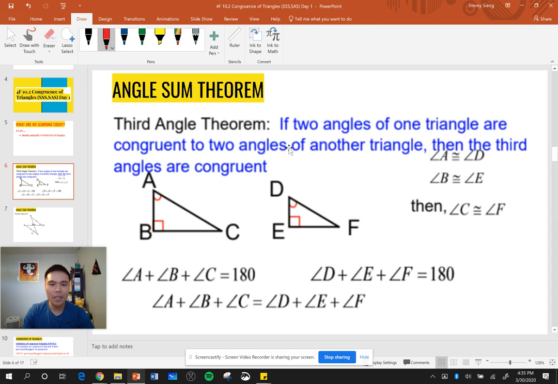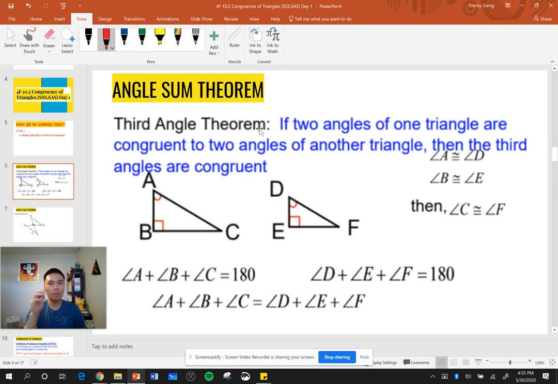So before we get there, we need to understand the angle sum theorem. I guess we can call it the third angle theorem. So if I have 2 triangles, and it's given that 2 angles of one triangle, looking here, it looks like ABC, are congruent to 2 angles of the second triangle, DEF. Notice those arcs that we see and that right angle, right? So if those 2 angles are congruent, then I know for a fact the third angles are going to be congruent to each other as well, okay?